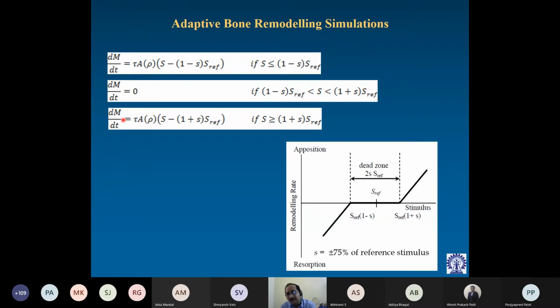And the third equation, dm/dt, refers to the furthest zone, as you see on the laser pointer. This refers to the apposition case, when S is greater than the higher limit of the dead zone. 1 plus S into S ref. This is small s, this is capital S.